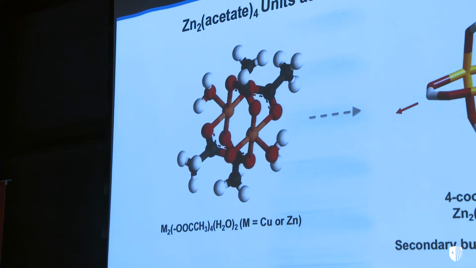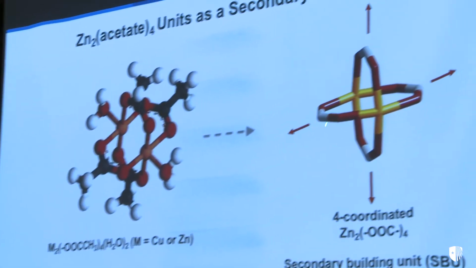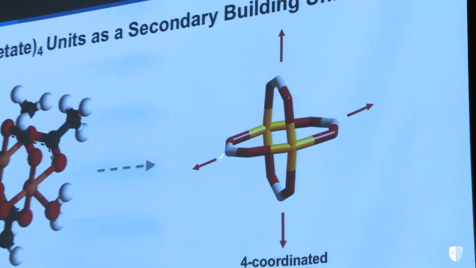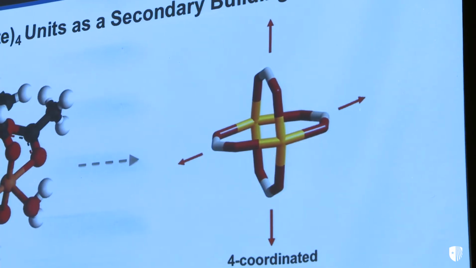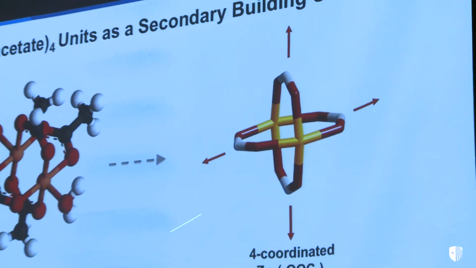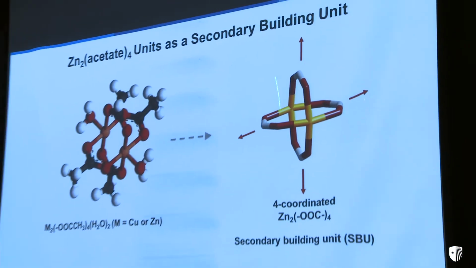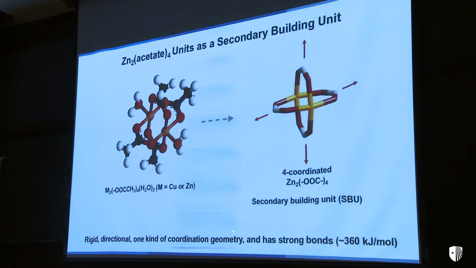Well, from my point of view, from reticular chemistry point of view, this unit can act as an intersection, and it can link along these 4 directions. And indeed, if we succeed in doing this, you've made a rigid building unit. It's directional, and it has one kind of geometry.